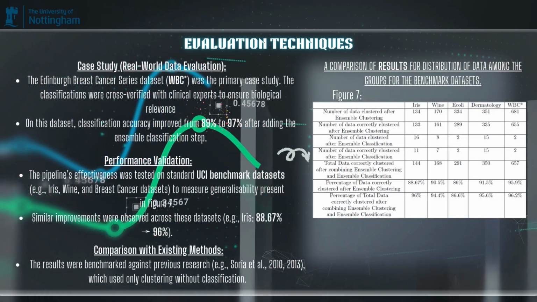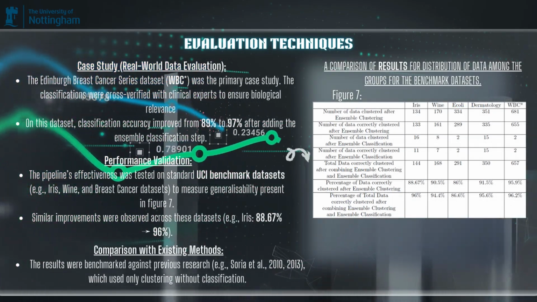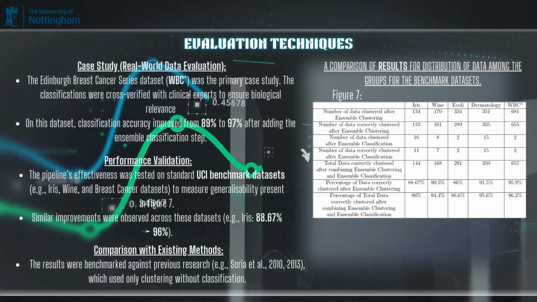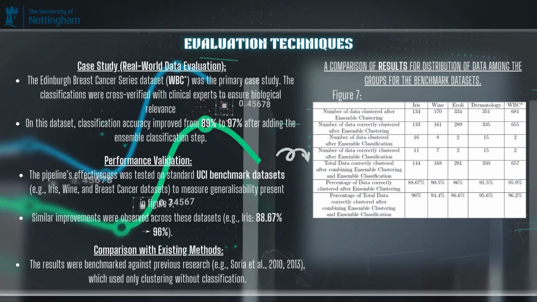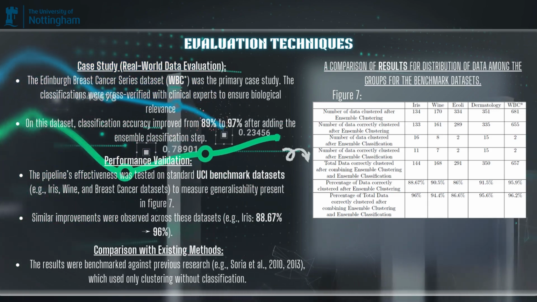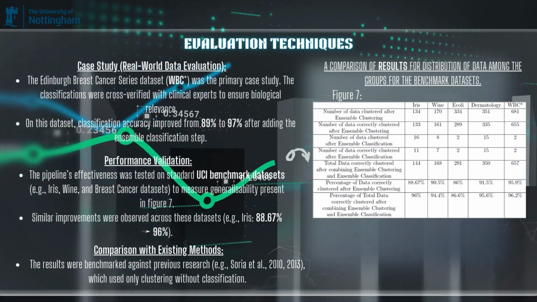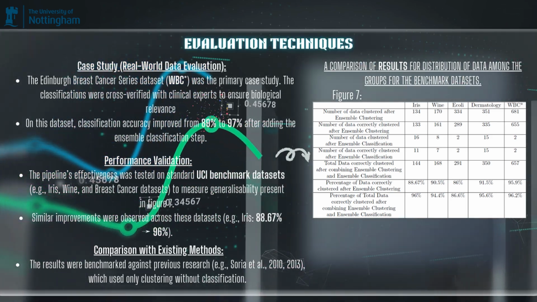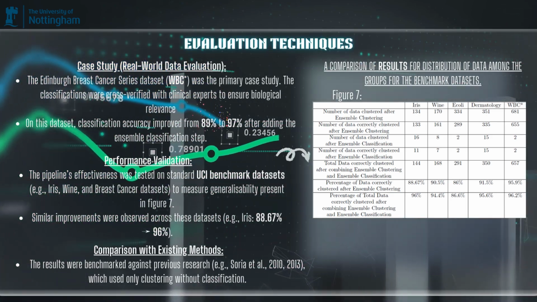The Edinburgh Breast Cancer Series dataset achieved an accuracy boost from 89% to 97% using ensemble classification. Classifications were verified by clinical experts to ensure biological relevance. The pipeline's performance was rigorously validated and demonstrated generalizability on UCI datasets like IRIS and WINE, showing significant performance improvements. Results were also further benchmarked against previous research.